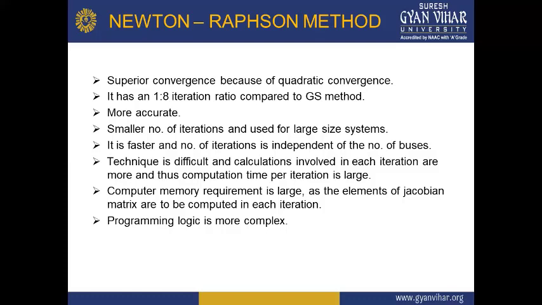The technique is difficult, and the calculations involved in each iteration are more, and thus the computational time per iteration is large. The computer memory requirement is large, as the elements of the Jacobian matrix are to be computed in each iteration. The programming logic is more complex compared to the Gauss-Seidel method. The Gauss-Seidel method is quite easy to write in comparison to the Newton-Raphson method, which has a very complex structure.